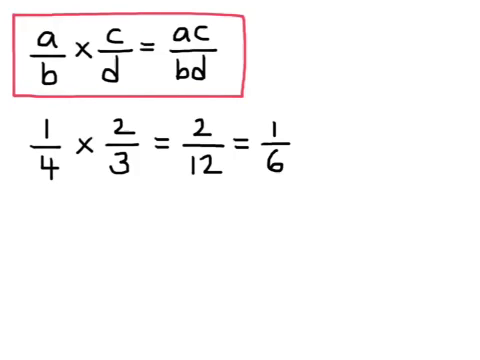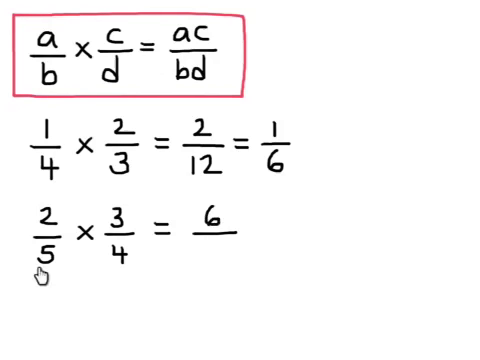Now if you look at a second example, let's say I multiply 2/5 by 3/4. And again, let's apply the rule again. The two numerators are 2 and 3, so I multiply those two together to get 6, and my two denominators are 5 and 4, so I multiply those two numbers together to get 20.